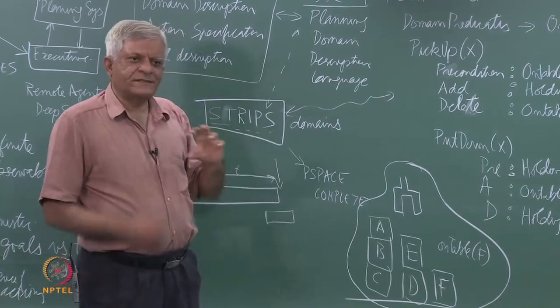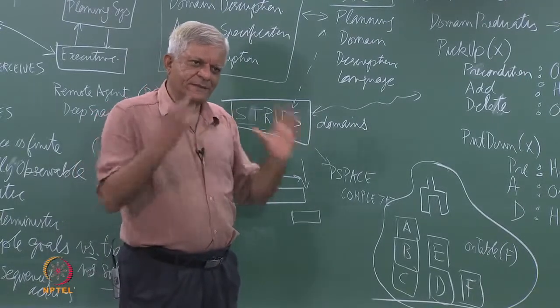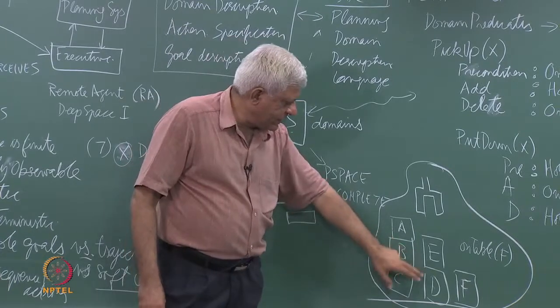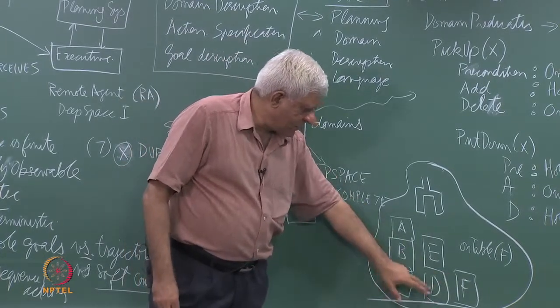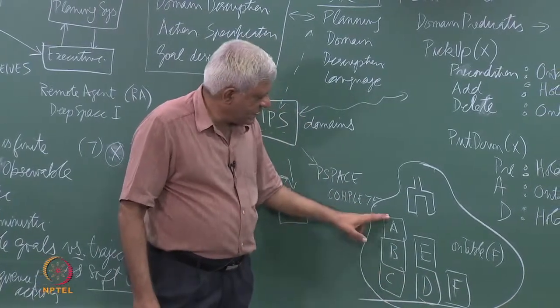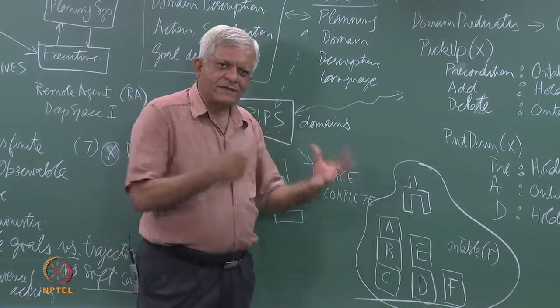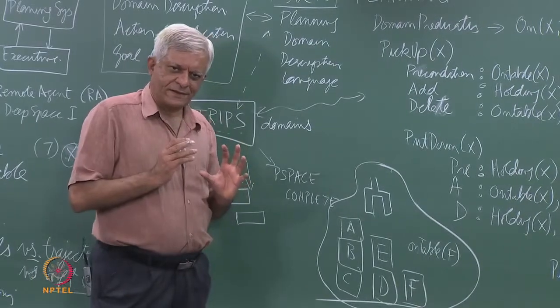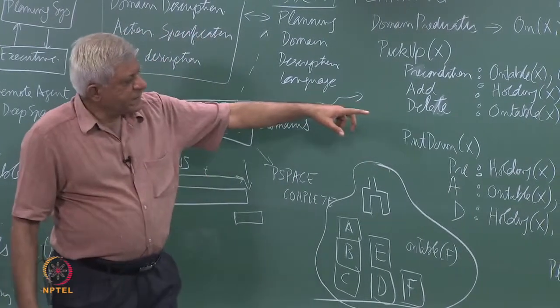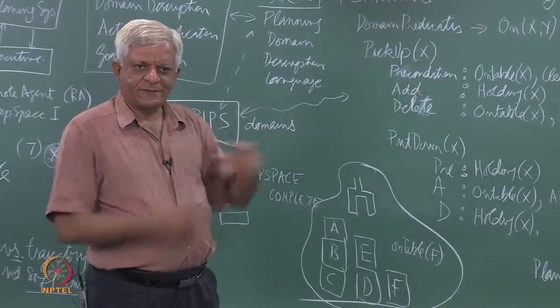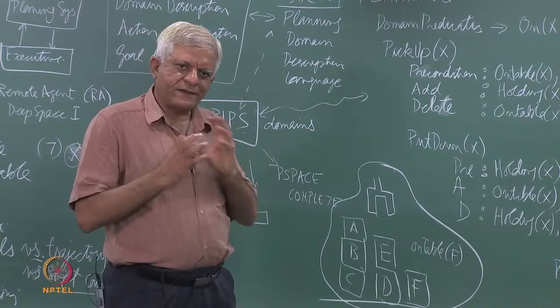And then you can describe a planning problem by saying this is my start state. So, I can say on A B is true, on B C is true, on E D is true, on table F is true, on table D is true, on table C is true, clear A, clear E, clear F, and arm empty. If I state all these things, I have described my start state, and I say my goal state is that C must be on F and E must be on C, and that is my goal state.